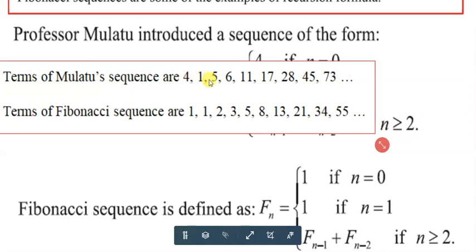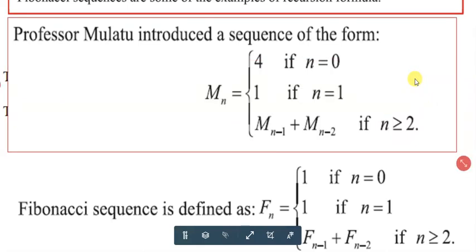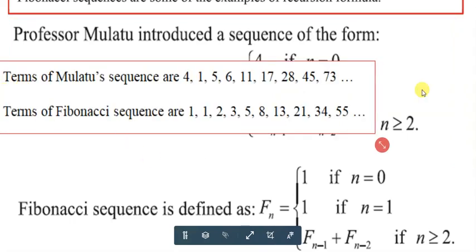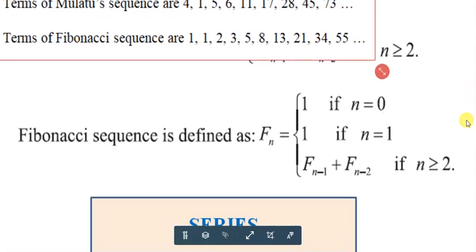Now 4 plus 1 gives us 5, and 1 plus 5 gives us 6, and 5 plus 6 gives us 11, and 6 plus 11 gives us 17, and 11 plus 17 also gives us 28, and so on. That is what we call the Mulatu sequence terms. And let us again see the terms of the Fibonacci sequence.